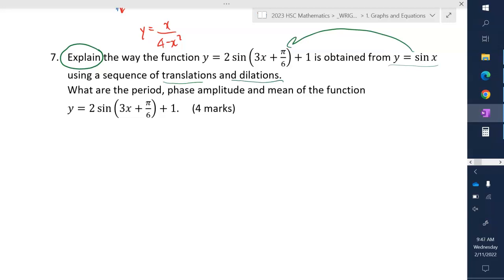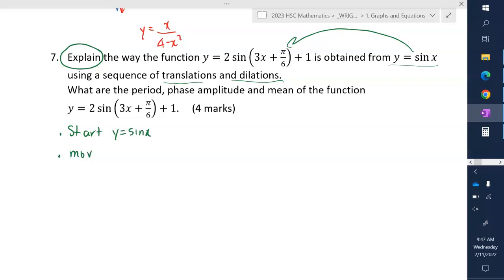So you need words to start with, and then you can tell me what the period, the phase, the amplitude, and the mean are. A lot of people just did the period, phase, amplitude, and mean. You got marks. I wanted to see your explanation, and it didn't ask me to draw a graph. So don't draw me a graph. You don't need to, and it's just going to waste your time. So what I was looking at for my explanation is just something simple. We're going to start with y equals sine x.